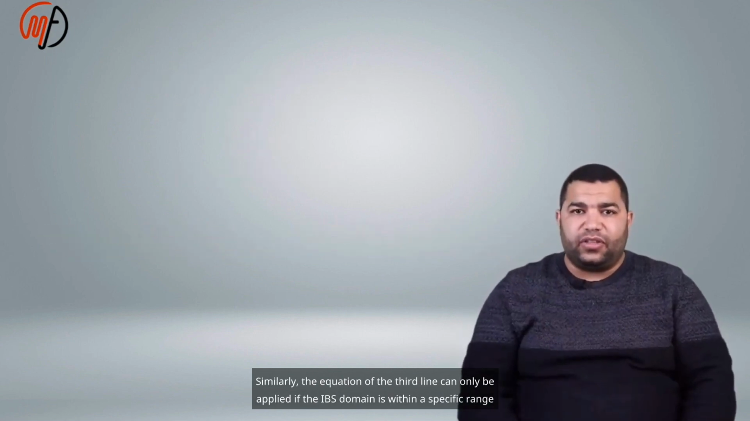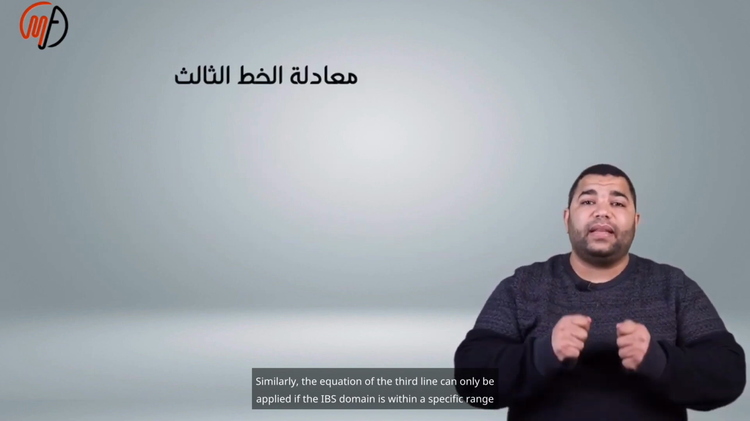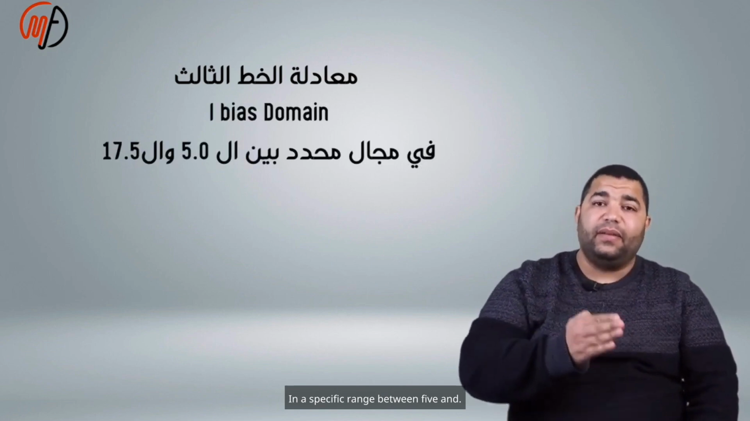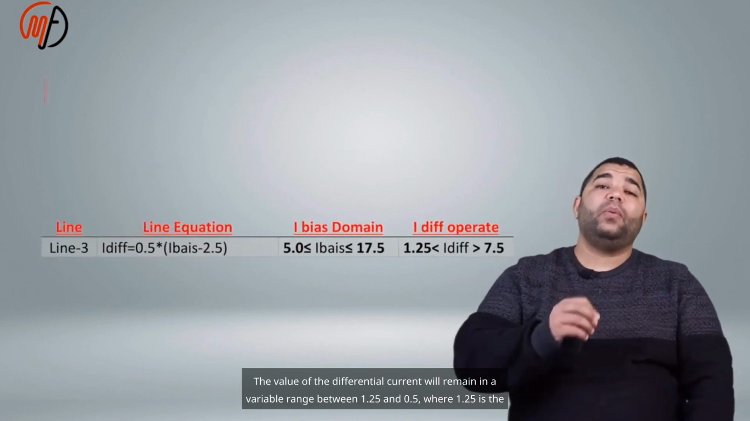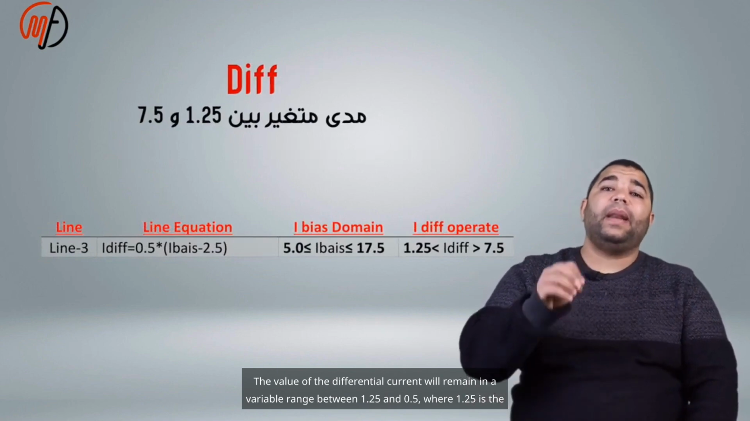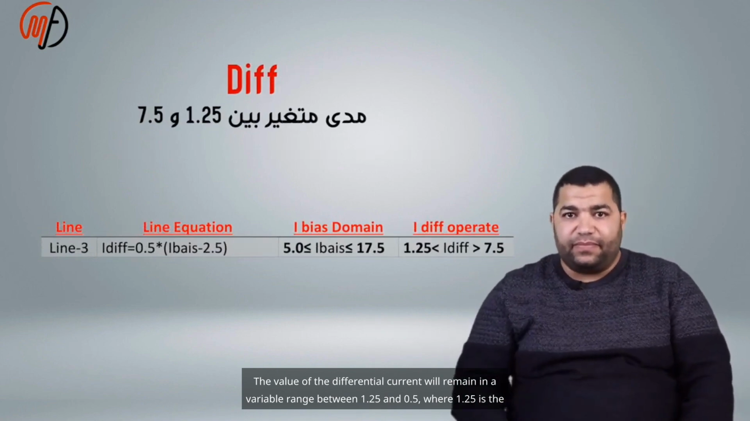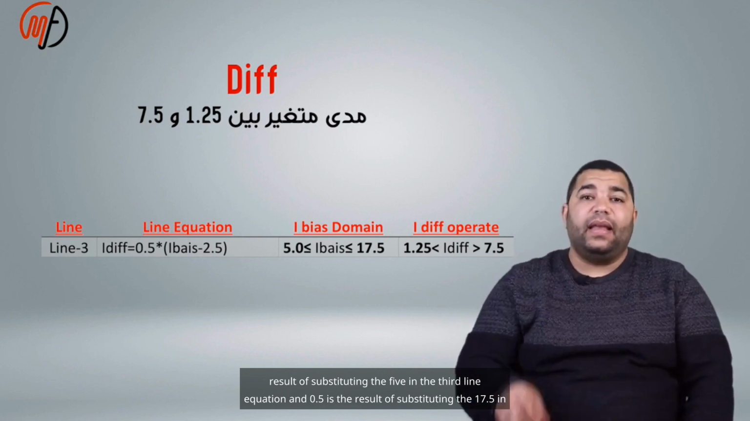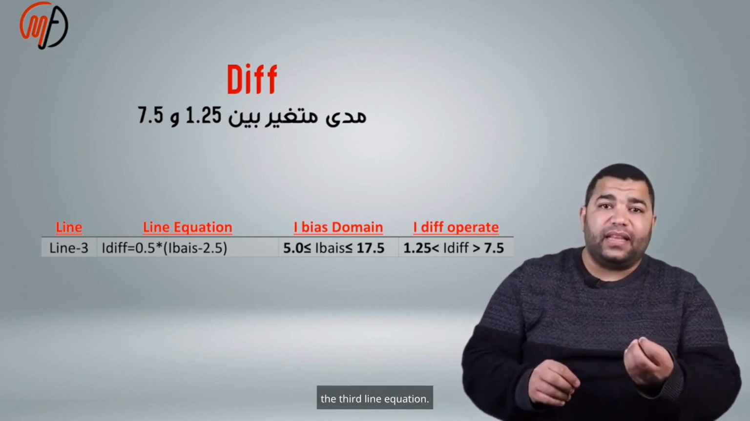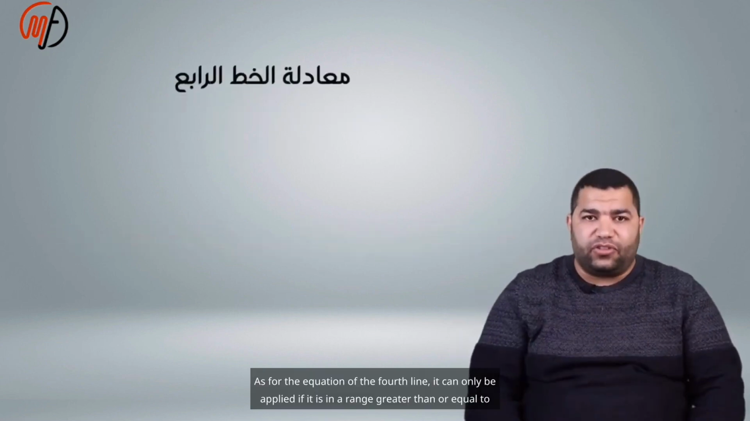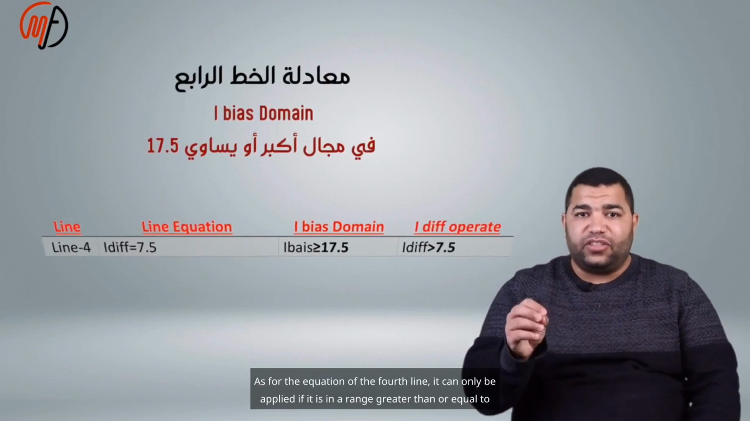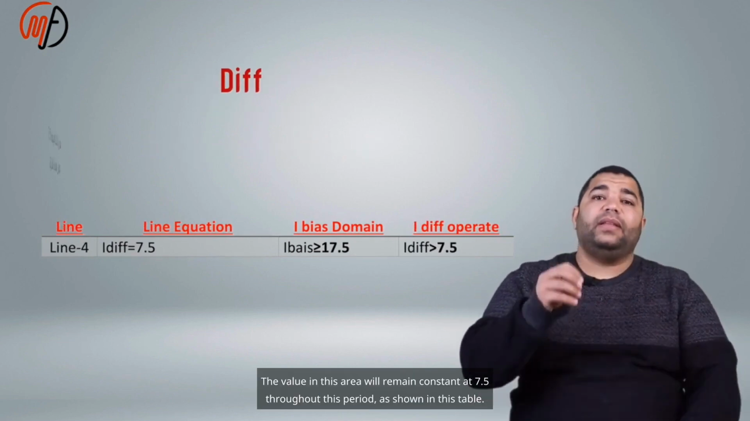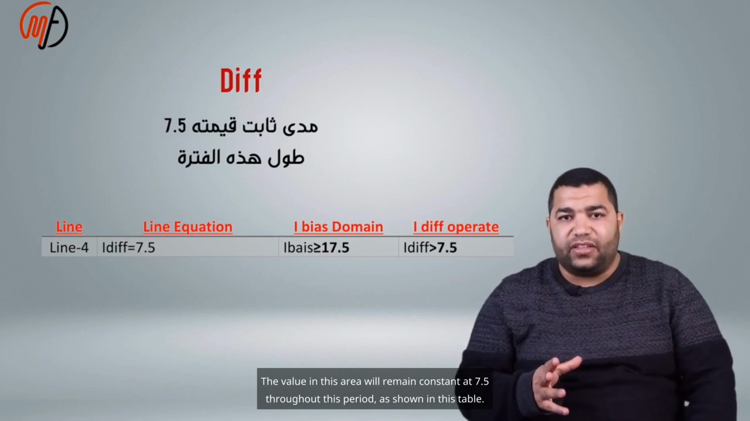Similarly, the equation of the third line can only be applied if the I bias domain is within a specific range between 5 and 17.5. In this range, the value of the differential current will remain in a variable range between 1.25 and 7.5, where 1.25 is the result of substituting the 5 in the third line equation, and 7.5 is the result of substituting the 17.5 in the third line equation. As for the equation of the fourth line, it can only be applied if I bias is greater than or equal to 17.5. The value in this area will remain constant at 7.5, as shown in this table.